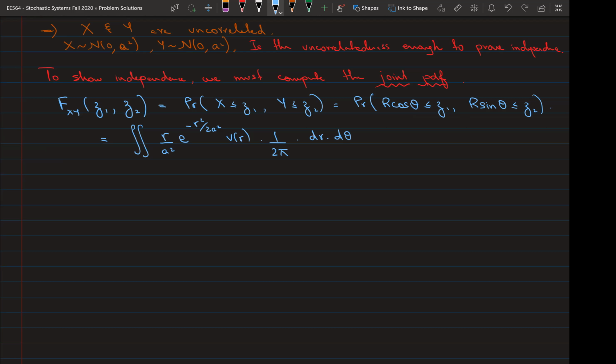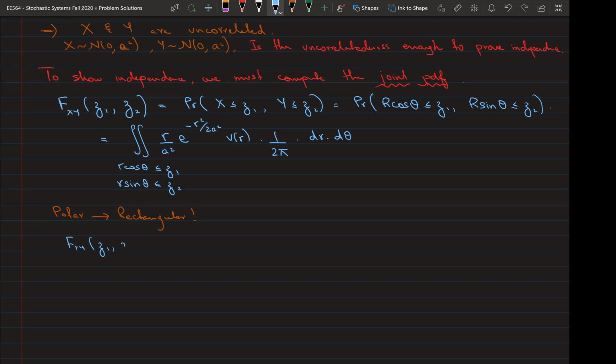What is the region that I'm integrating over? The region that I'm integrating over must satisfy r cosine theta being less than or equal to Z1 and r sine theta being less than or equal to Z2. So this is what I need to integrate over. And once again, as we've done earlier, I am going to go from polar to the rectangular coordinate system, right? And I'm going to skip steps. This is very, very similar to what we've done earlier.